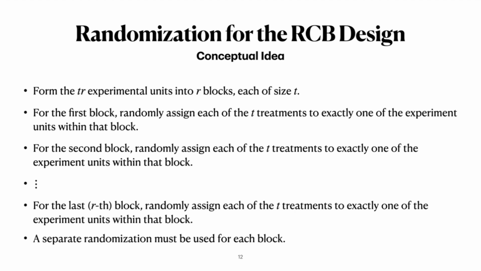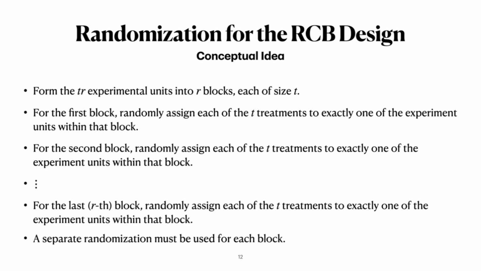So for the first block, randomly assign each of the T treatments to exactly one of the experimental units within that first block. And then separately, a completely different randomization schedule for the second block, randomly assign each of the T treatments to exactly one of the experimental units within that block. And so forth up to the last block, the Rth block. Randomly assign each of the T treatments to exactly one of the experimental units within that block.